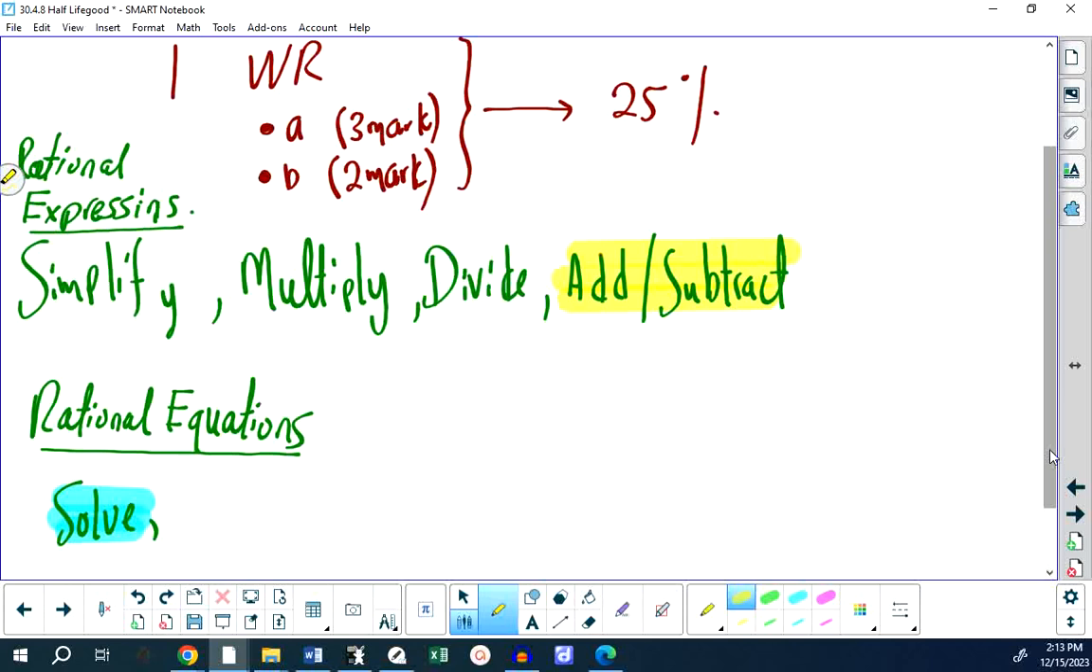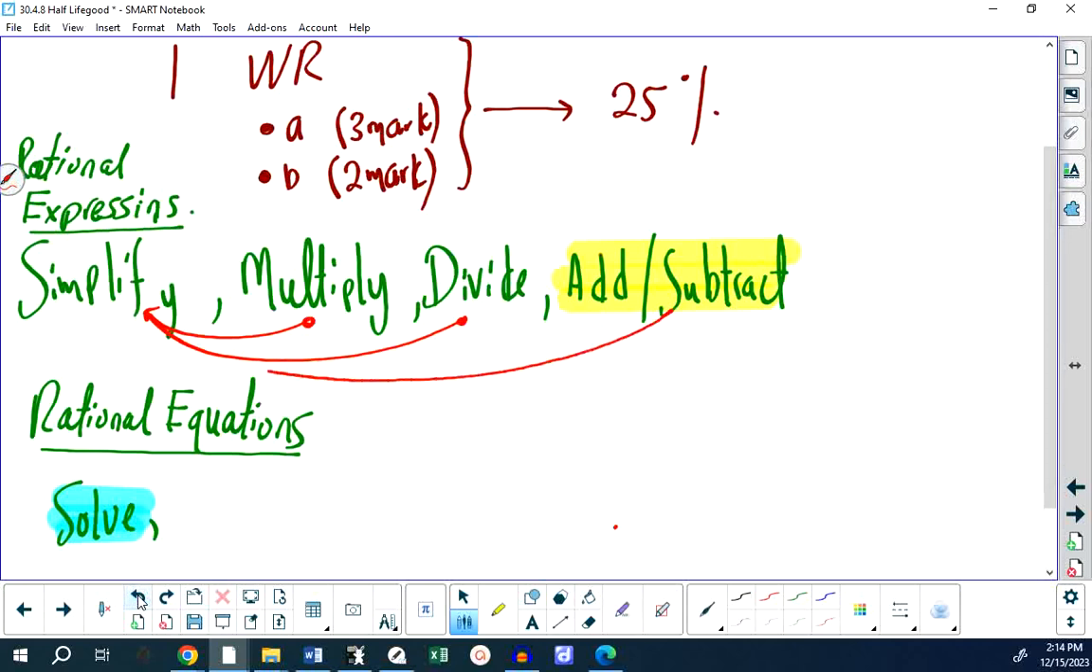Now, just before I go on, I've said this already today, but I'm going to say it again. I hope you understand that multiplying is the same as simplifying. Yes? And I hope you understand that dividing is the same as simplifying, because it's the same as multiplication, because you multiply by the reciprocal, and then you end up with a single rational expression. I'm going to go one further and say adding and subtracting, in a particular way, is also the same as simplifying.